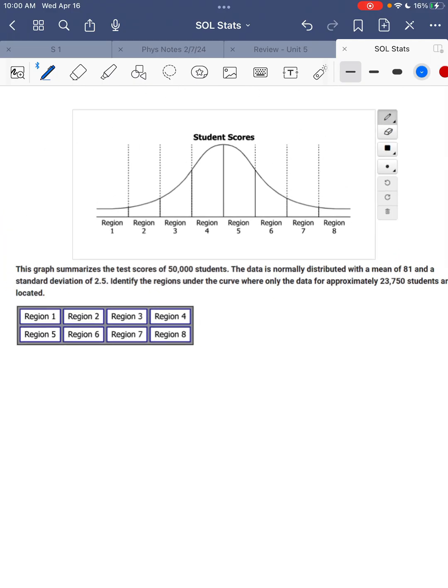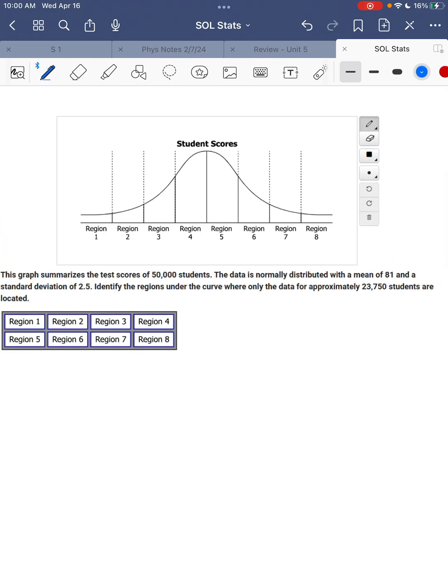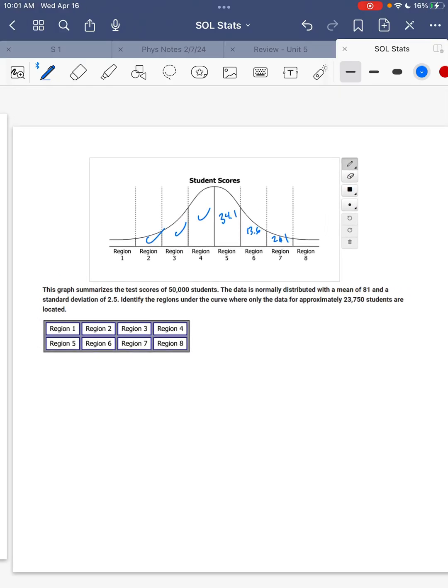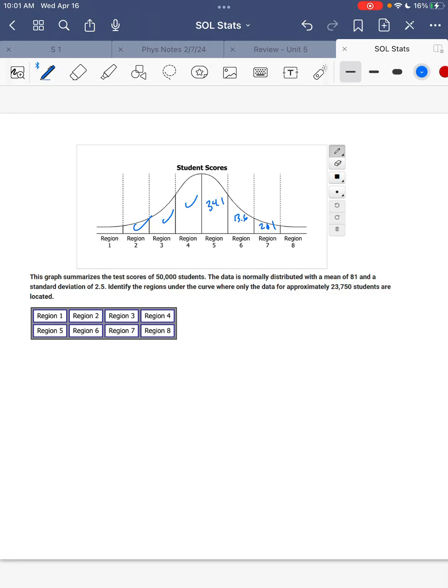All right. So last one here. Now remember, these little regions right here, we can go to our calculator, but remember this is 34.1, this is 13.6, and this is 2.1, and those basically get repeated over here. And so they say here, the data is normally distributed with a mean of 81 and a standard deviation of 2.5. So this is 81, and I'm going to go up by 2.5 every time I go to a new bar. Identify the regions where only the data for approximately this many kids are located. So it's this many out of 50,000.